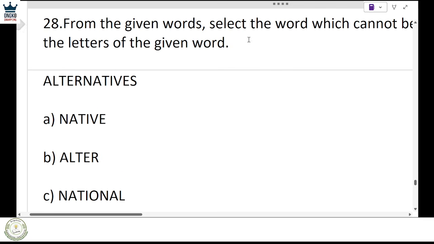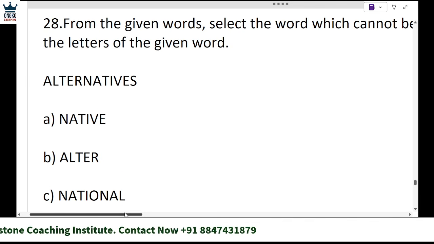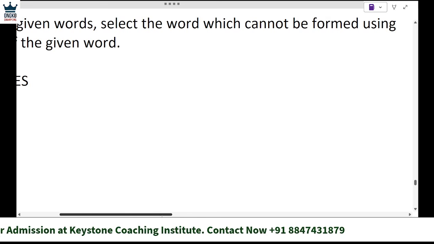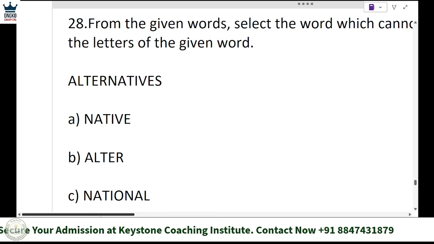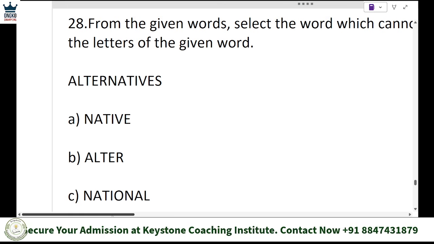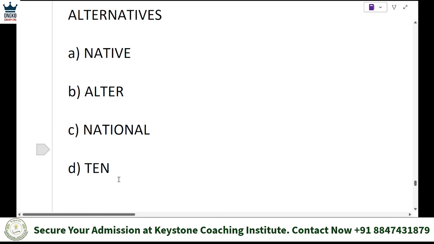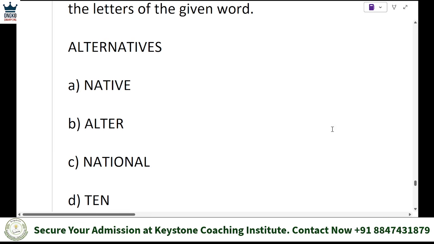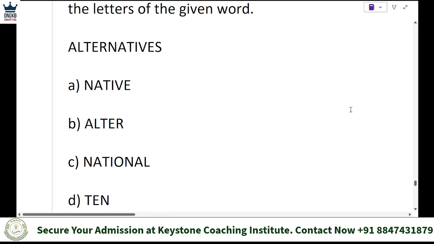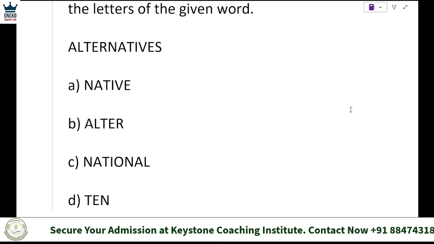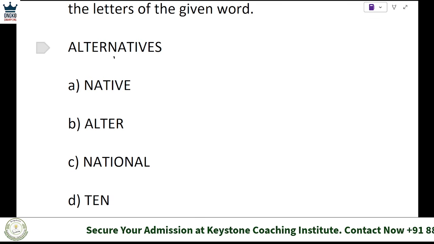Yeah, we have question number 28. From the given words, select the word which cannot be formed using the letters of the given word. So we have a given word which is alternative. Among the options given, we check the alphabets, the letters in each one. So N as an N, if it is N.